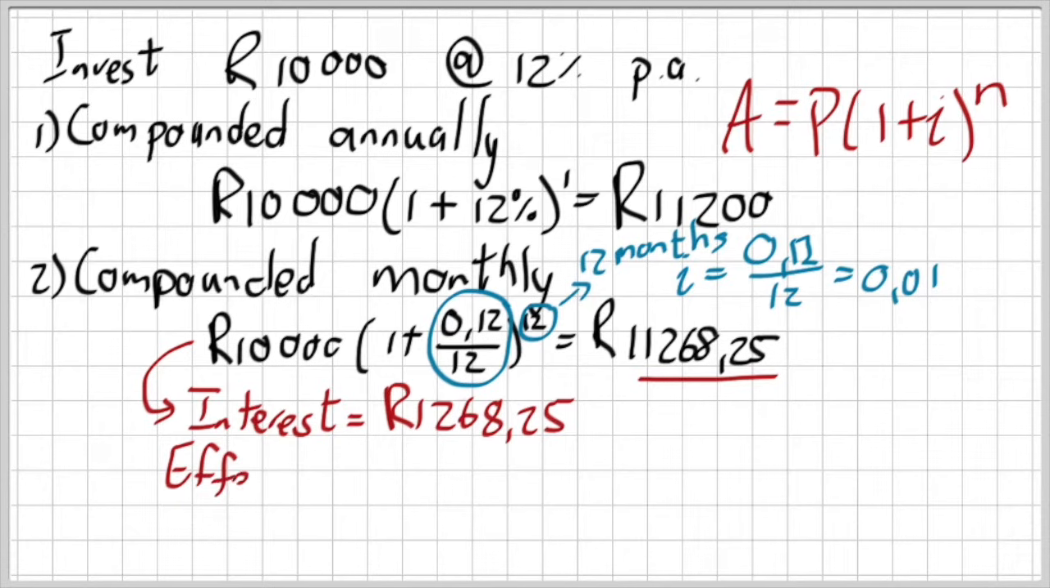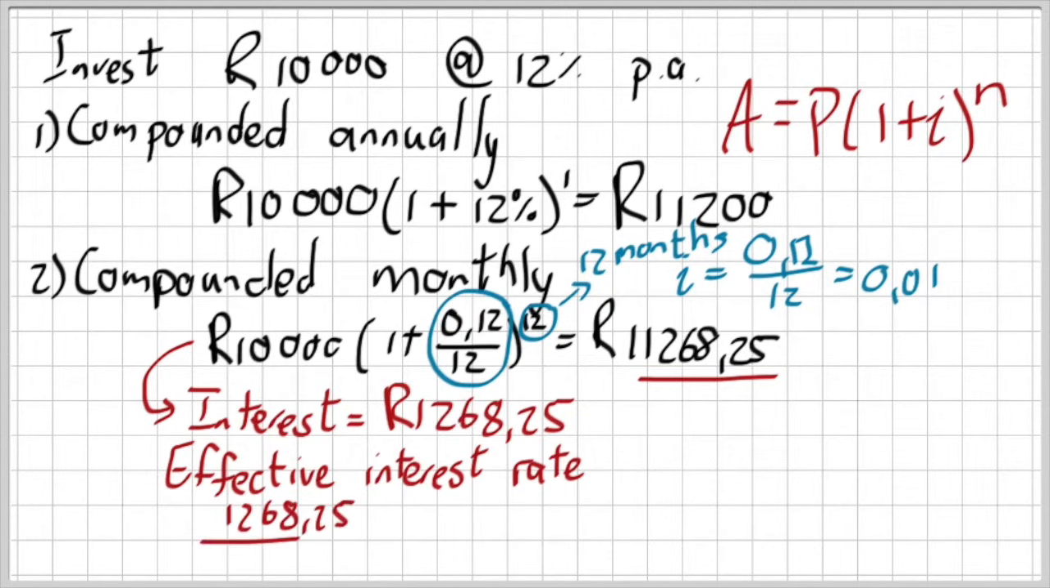Now, what does this mean? It means that effectively my interest rate was not 12% for the year. Because if it was 12% for the year, think about this. Effective interest rate is effective growth. So when we talk about effective interest rate, it's telling you by how much did the 10,000 Rand grow in 1 year's time. So effectively, it grew by 12.68% per year.